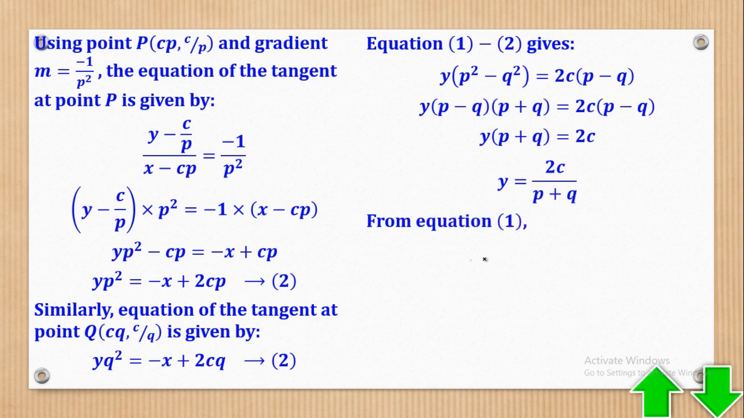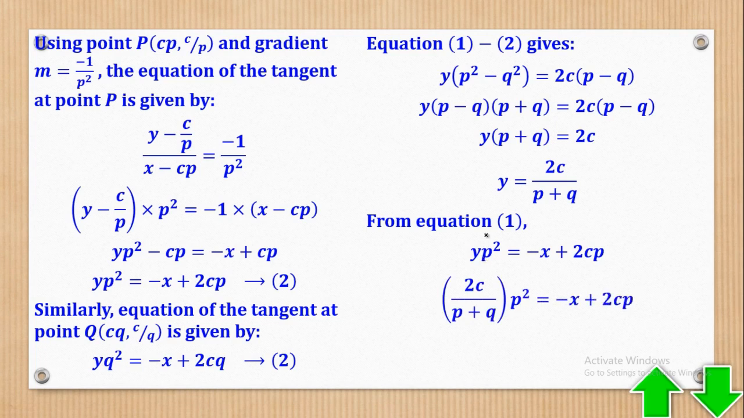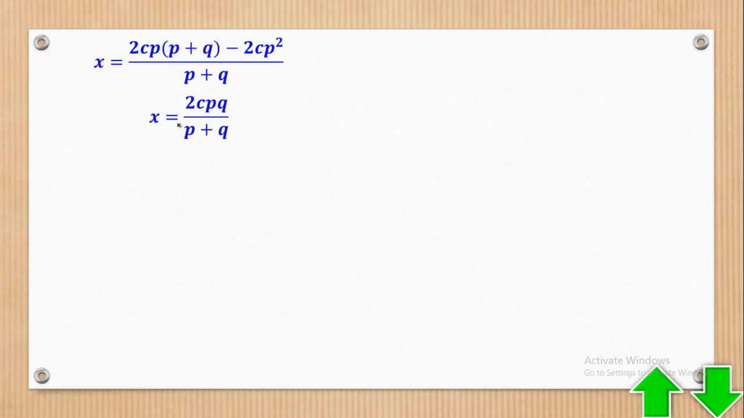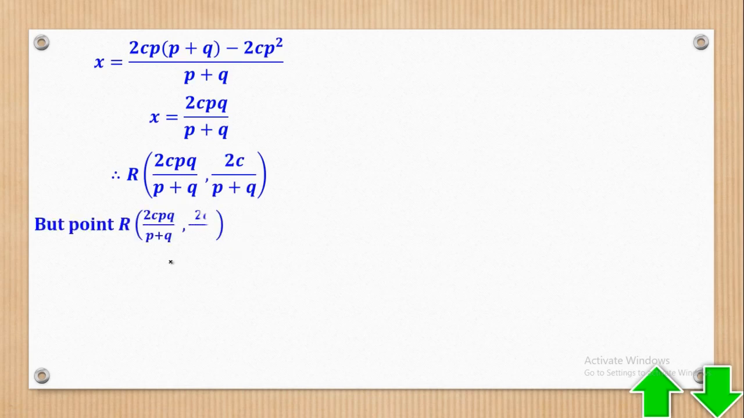Now from equation 1 I have to get the corresponding value of x. So substitute for y and make x the subject. So when I make x the subject, I'll come and get the LCM there and simplify to get this value of x. Therefore the coordinates of R are these ones. Now I've got the coordinates of R.